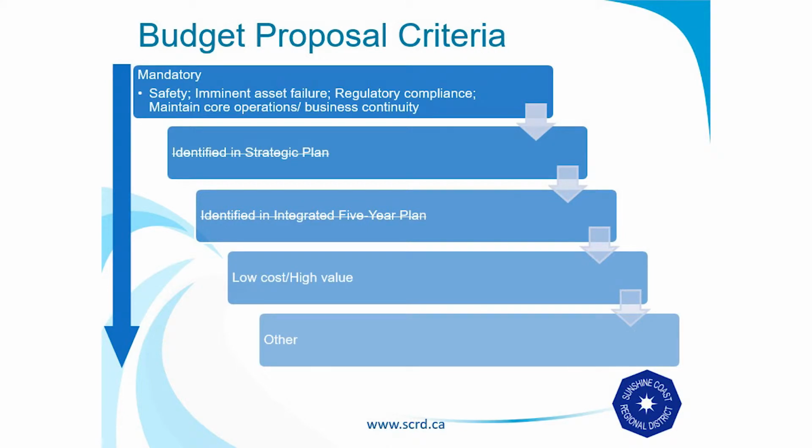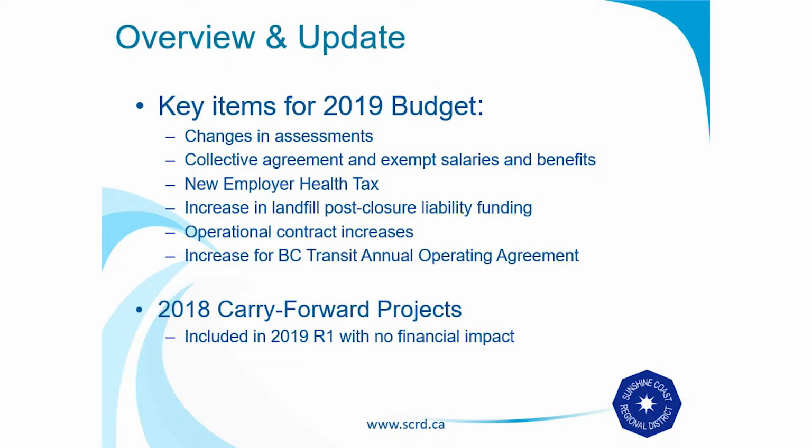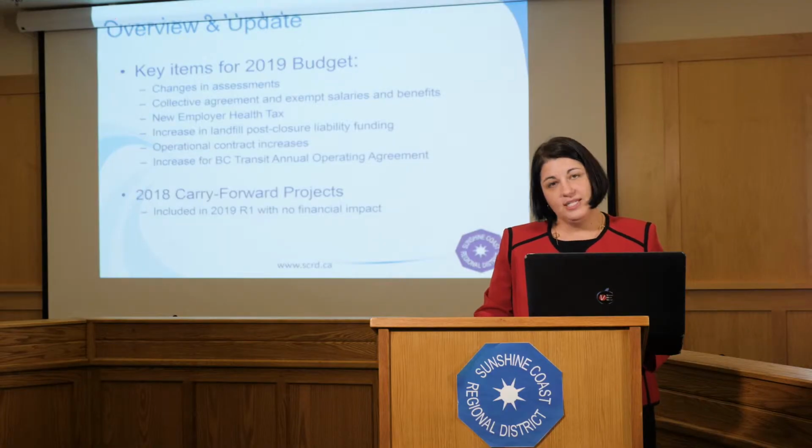Low cost, high value proposals are significant in cost or resources, however provide a high value such as improving operational efficiencies. Proposals in the other categories are items which have not been previously identified or are not critical to the delivery of the service. So prior to the Round 1 budget deliberations, there are several items that are impacting the 2019 budget. We're going to be touching on the changes in assessments further in the presentation.